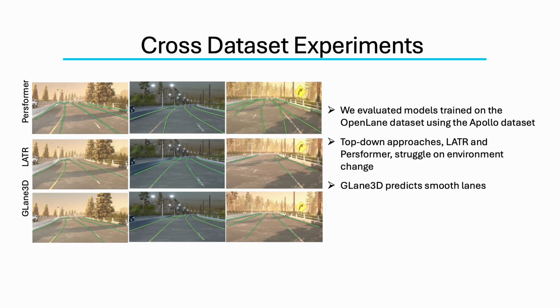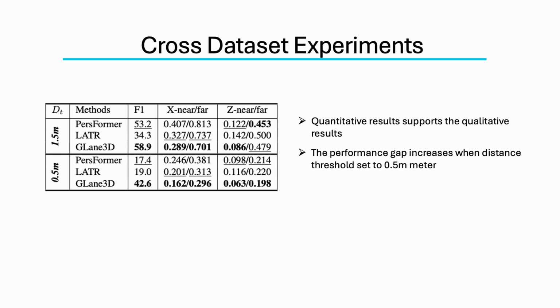In our cross-dataset experiments, we evaluated models trained on the OpenLane dataset using the Apollo dataset. Top-down approaches like LATR and PersFormer struggle with environment changes, while GLane3D predicts smooth lanes. Quantitative results support the qualitative observations, and the performance gap increases when the distance threshold is set to 0.5 meters.